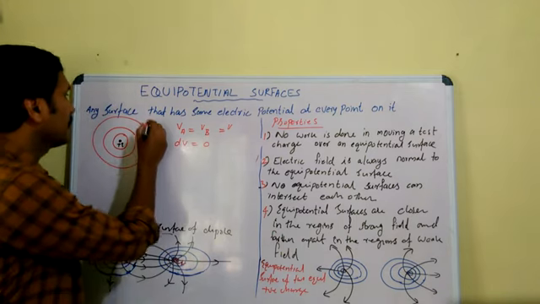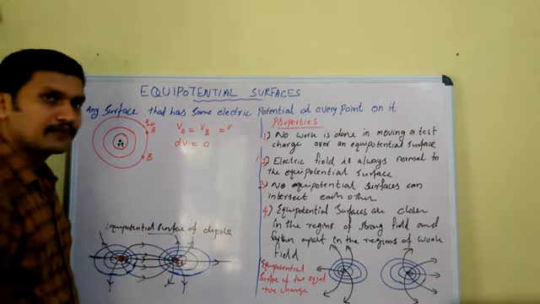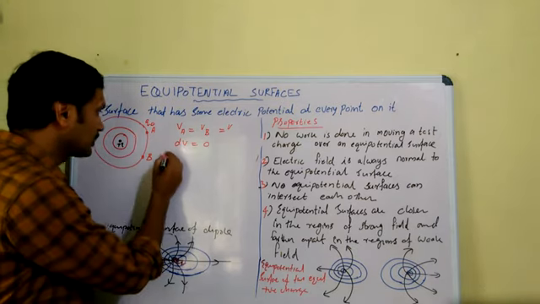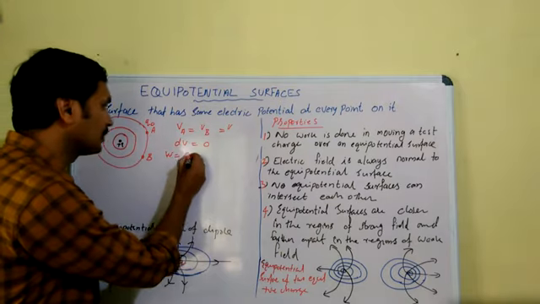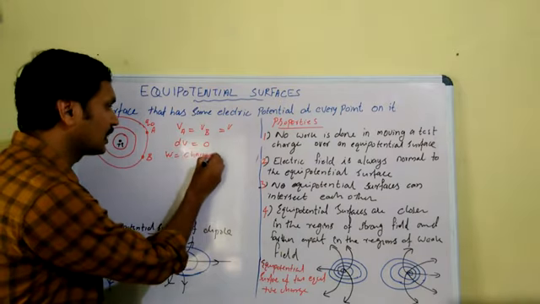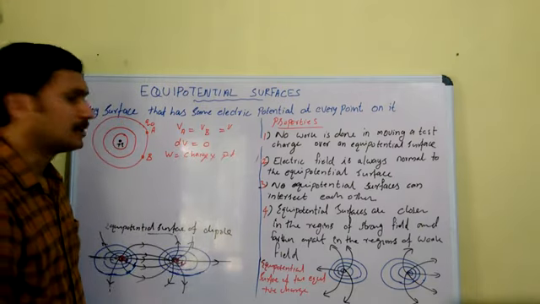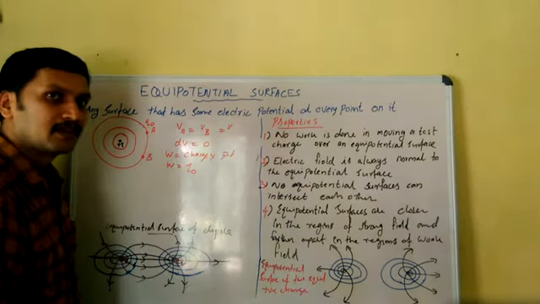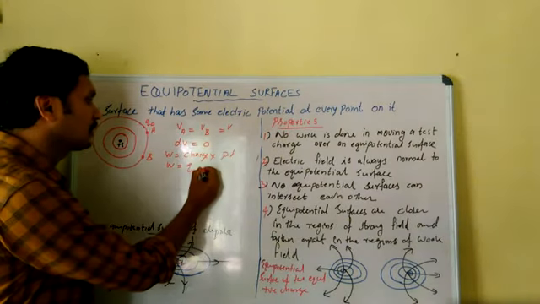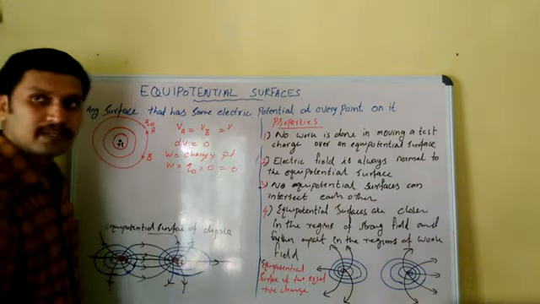When you are moving a test charge from A to B, what is the work required for the process? Work is equal to, usually we are taking what? Charge into potential difference. What is charge? Charge is Q0, and the potential difference is 0. So it is equal to what? 0.